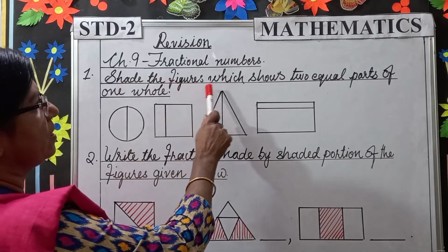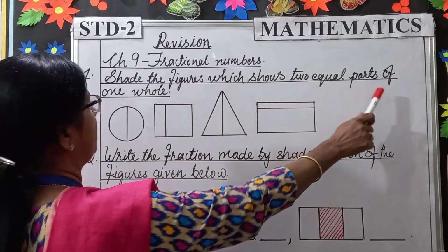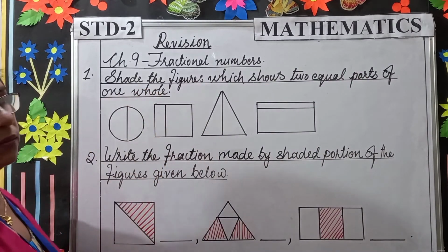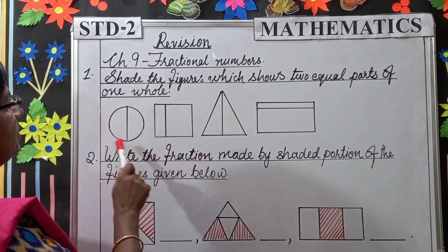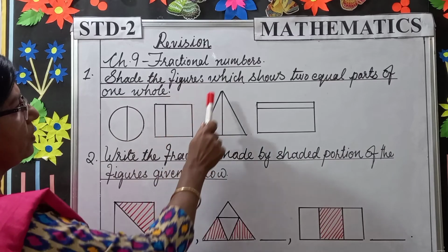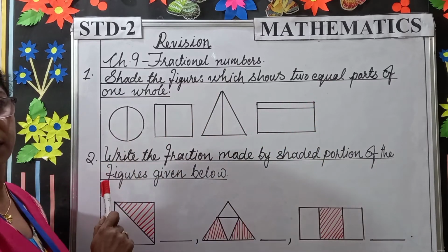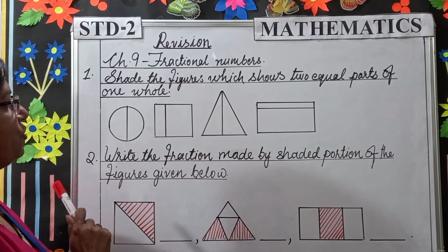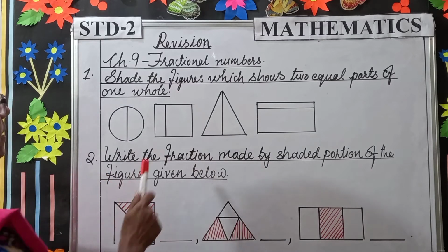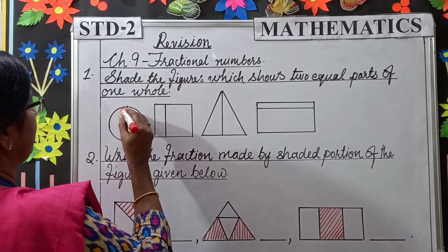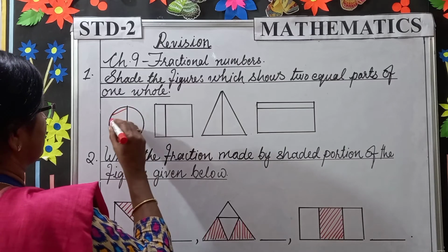Shade the figures which show 2 equal parts of one whole. Here figures are given. It's a circle. Here it's a square, triangle and a rectangle. Now you will see which part is equally divided. Can you shade equally divided, children? Yes. Here it is equally divided into 2 portions. Let's shade.